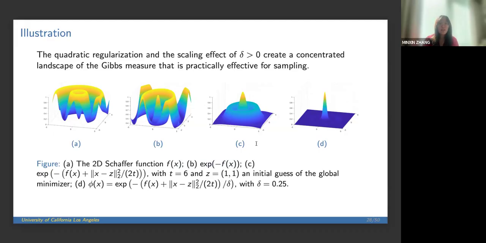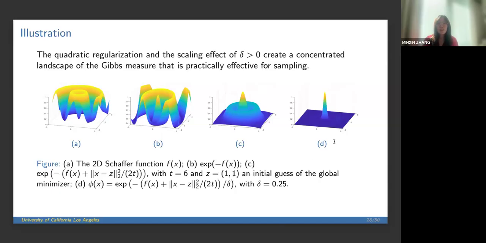And then in picture C, we further transform this function by adding this quadratic regularization term with some initial guess z about the global minimizer. You can see that now this landscape is much milder, less complex, but it's still a non-convex function with lots of local stationary points, local maximizers.